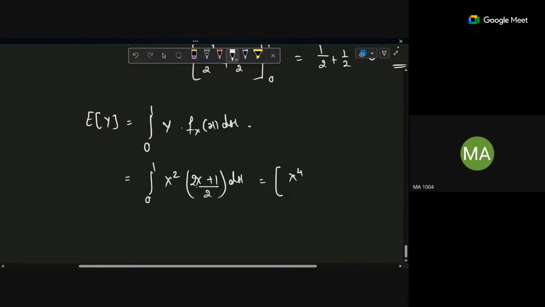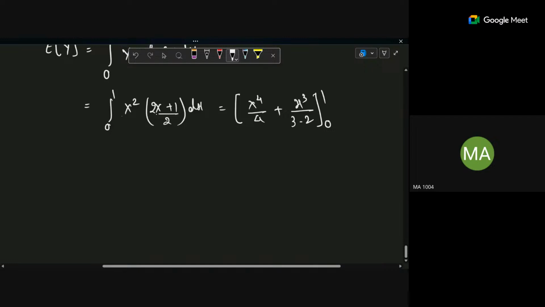That means x power 4 by 4 plus x square by 2, that means x cube by 3 into 2. Is it fine? Yes, ma'am, from 0 to 1. So it's nothing but 1 by 4 plus 1 by 6. So what is it? Yeah, 5 by 12. So this one was the expectation of y.